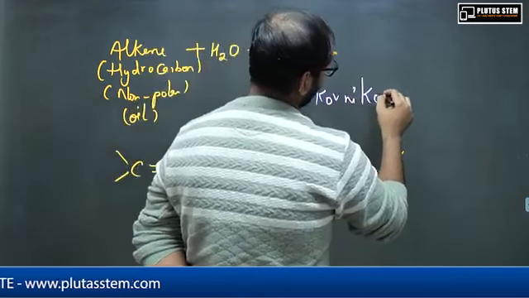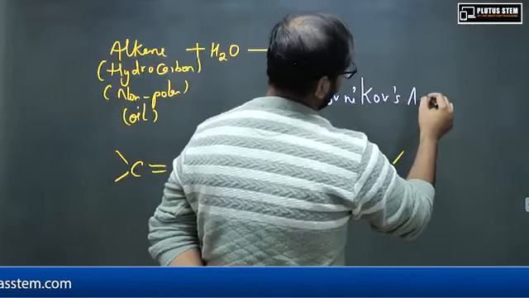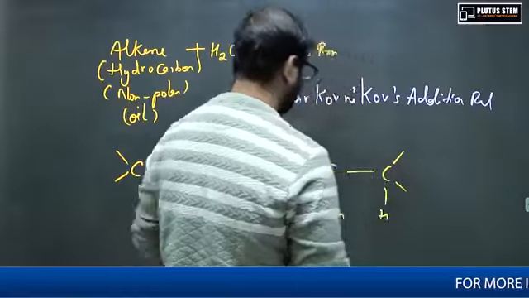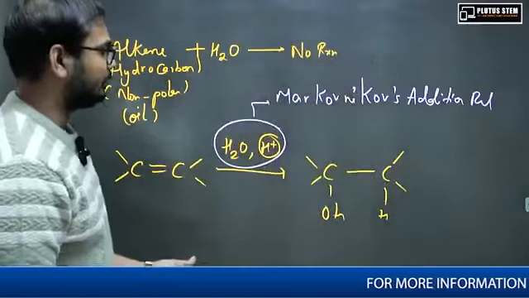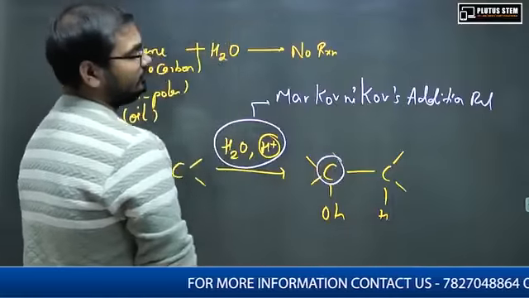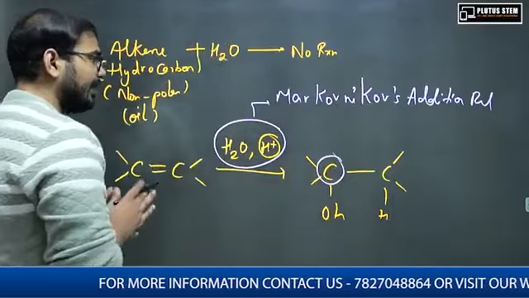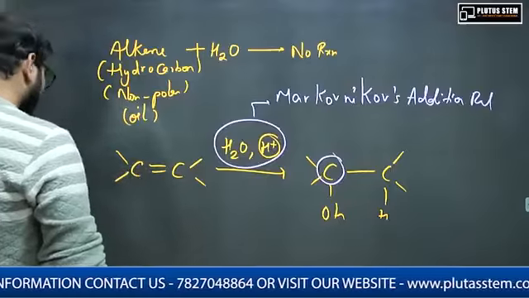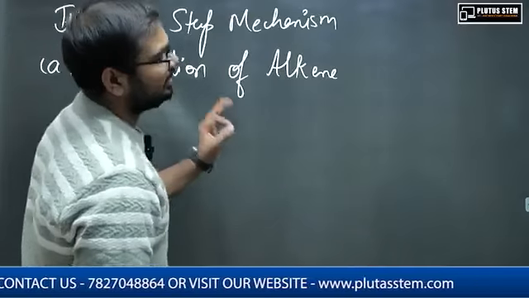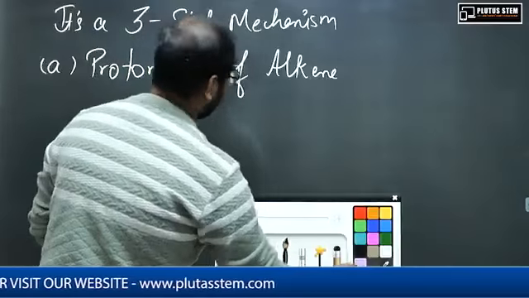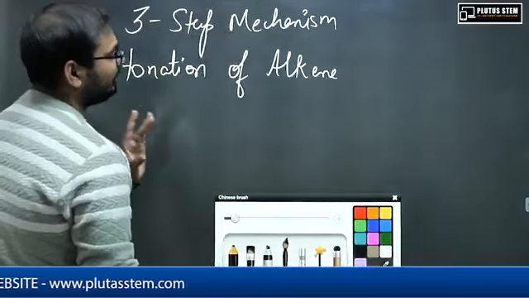Markovnikov's addition rule. That means the OH minus will be added to that carbon of the double bond which has lesser number of hydrogen. Now let's move forward with the mechanism. We have covered all the basic parts that were necessary. So first, it is a three-step mechanism. So the first part of the mechanism follows the protonation of alkene.